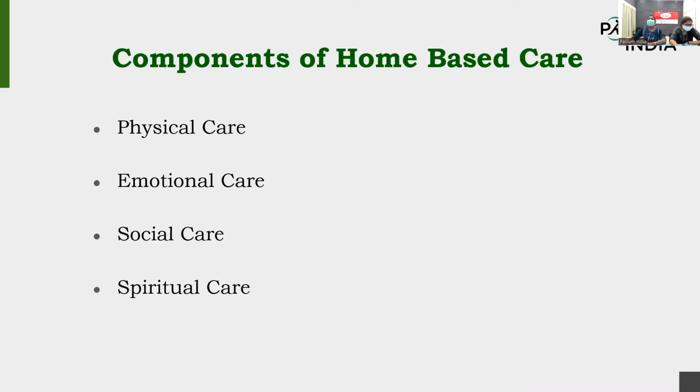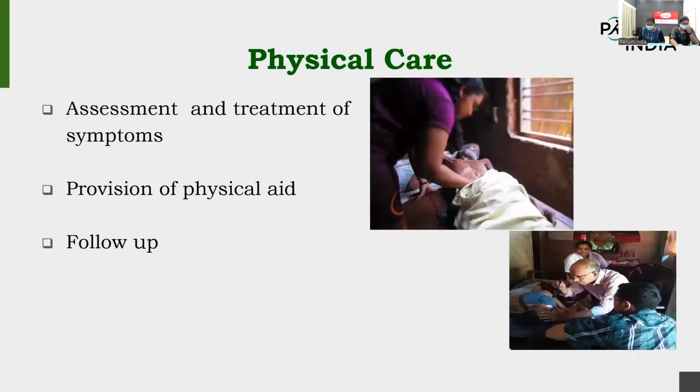Then components of home-based care. We know in palliative care, we are treating the patient as a whole. Like that, the main components are physical care, emotional care, social care, and spiritual care. First, we are discussing about the physical care.